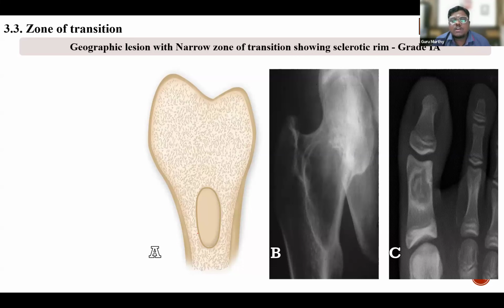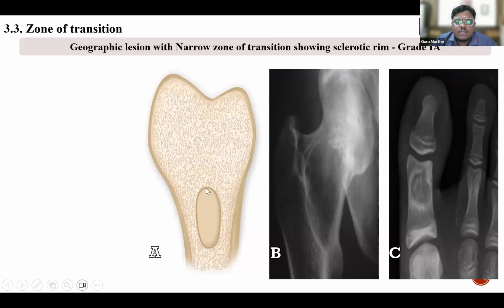When you encounter a geographic lesion, you have to see how the lesion is with respect to the adjacent bone, whether it is well defined, whether it's well demarcated, and you are able to appreciate it separately from the normal host bone.